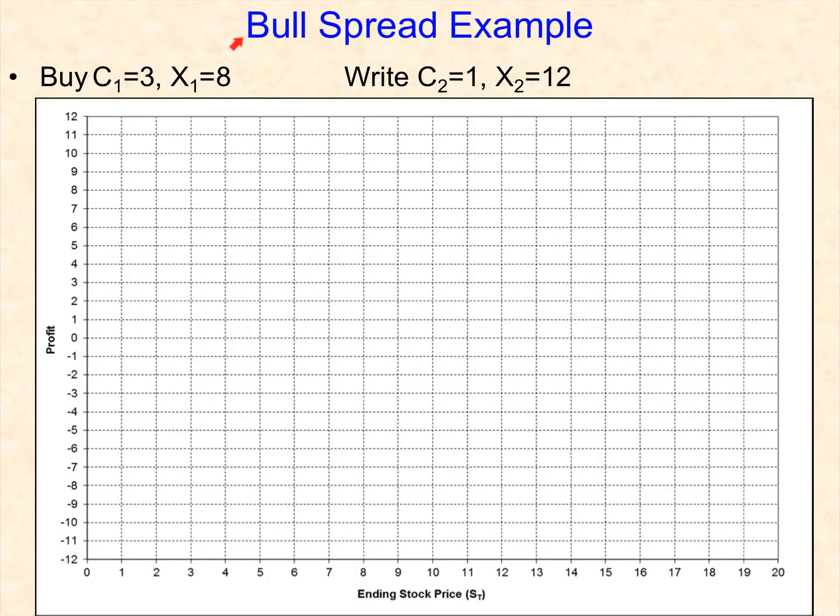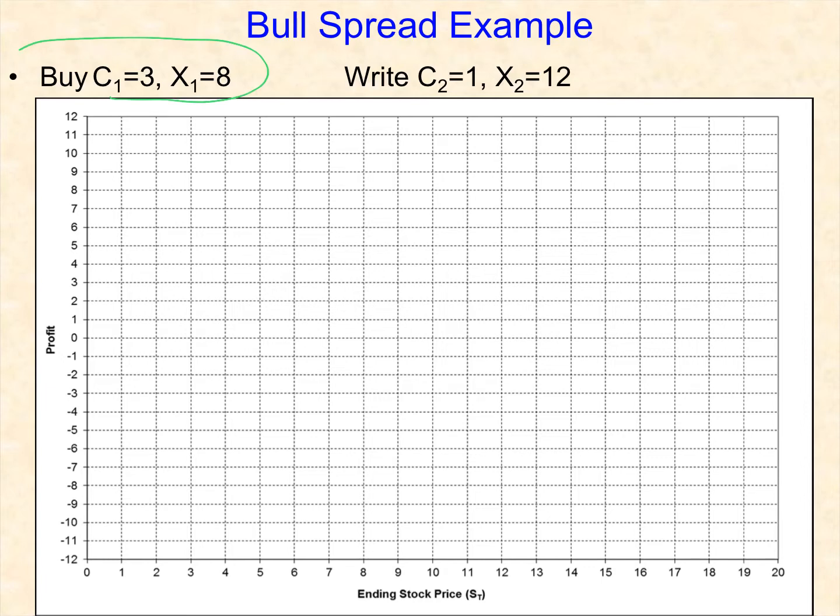Let's look at a bull spread. Here, we're going to buy the call option with a premium of 3 and an exercise price of 8. In addition, we will write the second call option, which has a premium of 1 and an exercise price of 12.